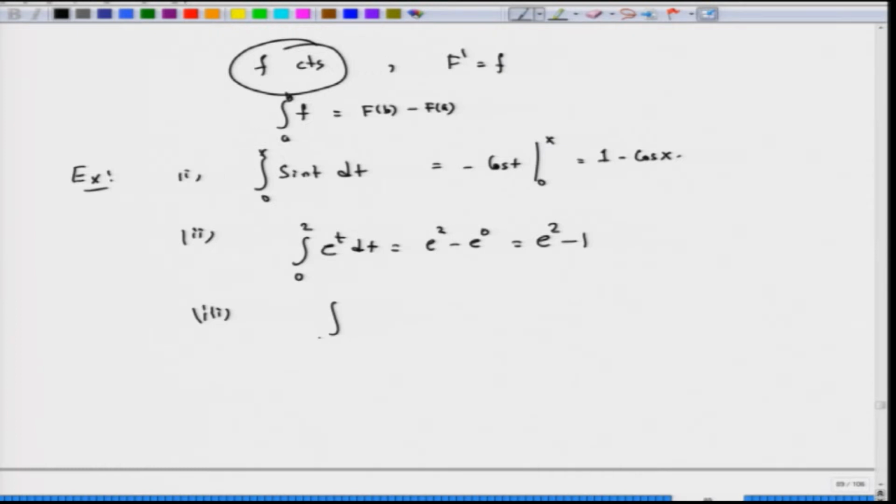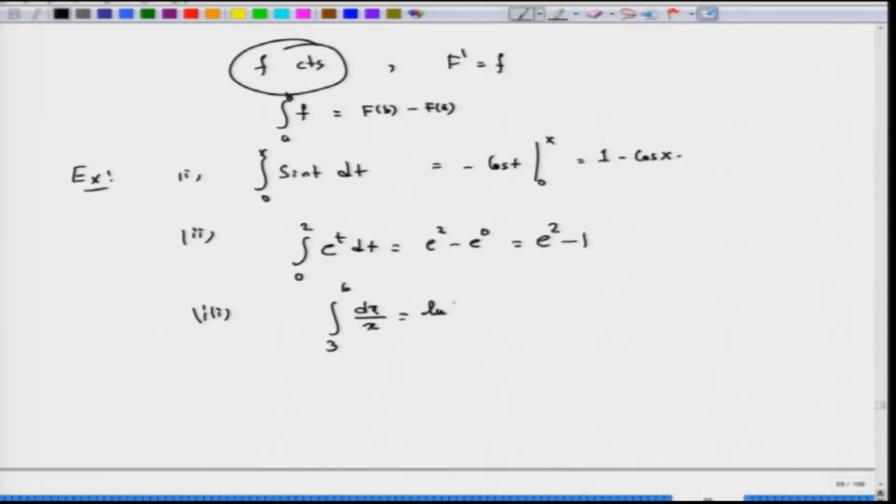Similarly, if I look at the integral from 3 to 6 of dx by x, we know that the logarithm is a function which is differentiable on the open interval 0 to infinity, as we had seen earlier. So, on 3 to 6 it is differentiable, therefore the antiderivative of 1 by x is nothing but logarithm of x. So, this is ln 6 minus ln 3. You can simplify it further.